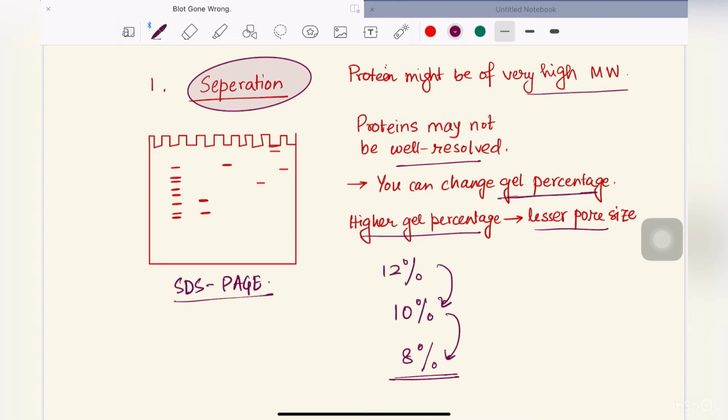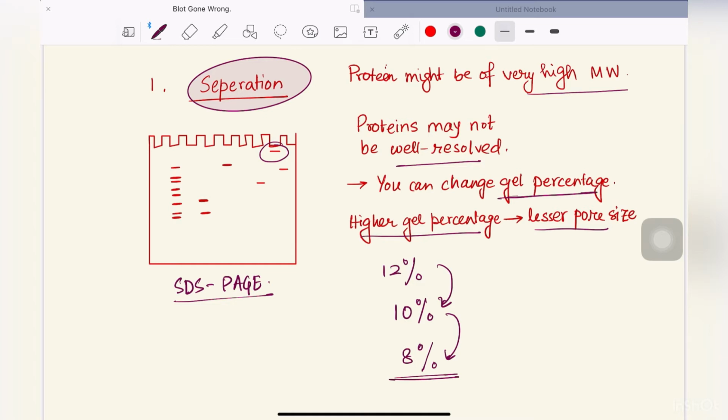And if your protein has migrated very little in the gel, for example, if it remains very close to the well, then in the blot it is not transferred well, and so it might not be detected in your blot. So that's the first step.